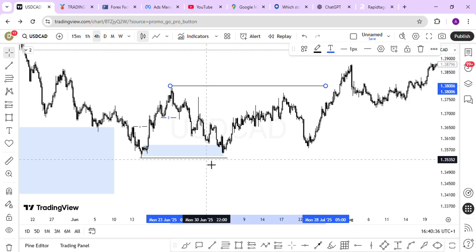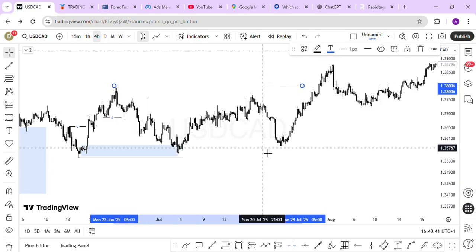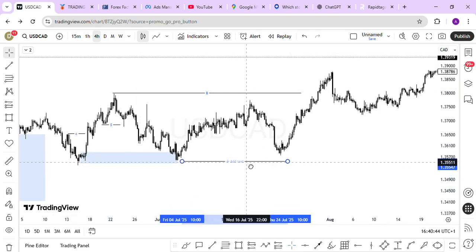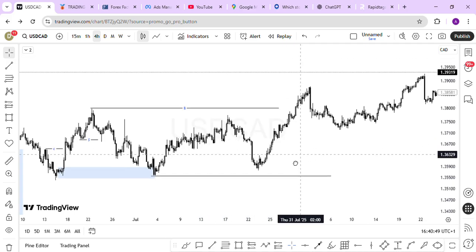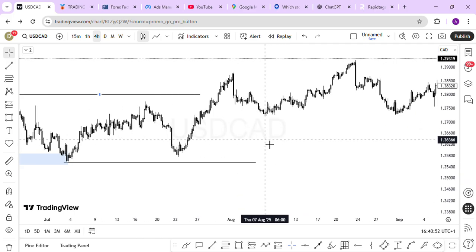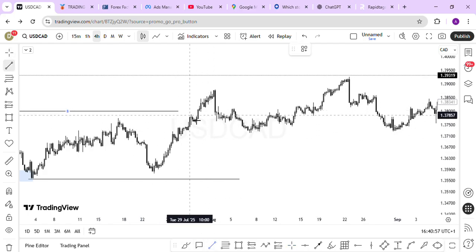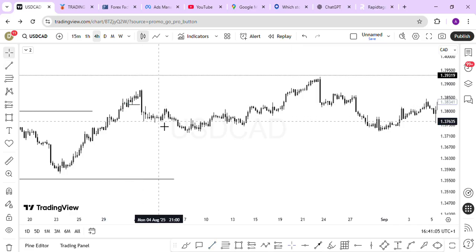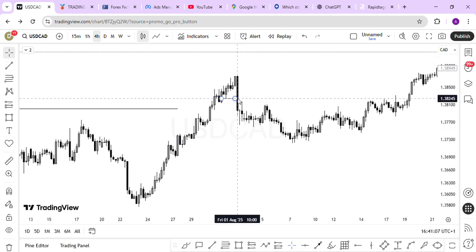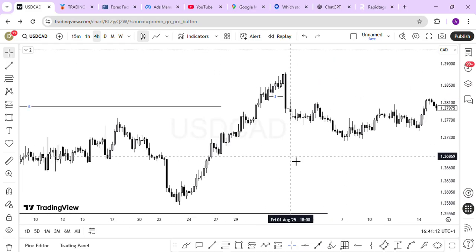So as you can see, after we break this structure to the upside, it means that this is going to be the low that must be protected. So now this low is our low, and let's see how the market keeps going. In this case, after break of structure, what's the first thing we have to look for? Valid pullback, which is inducement. If I look at it, we have a very tiny one here. I know this might be a little bit confusing, but you just have to watch my video on how to identify valid pullback and how to identify inducement.